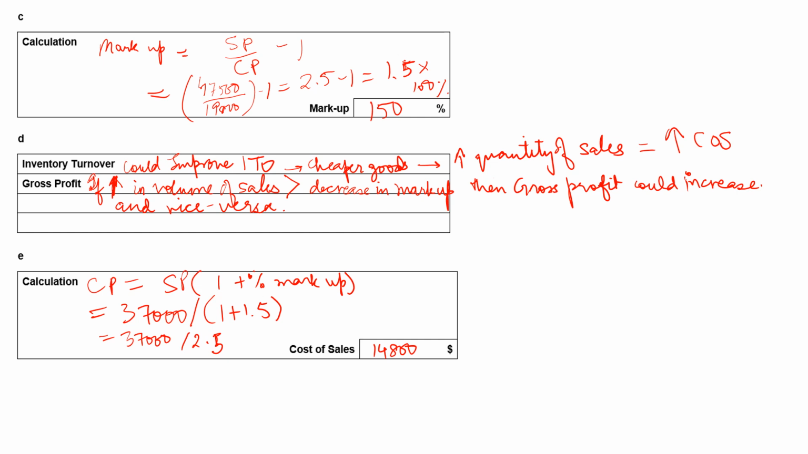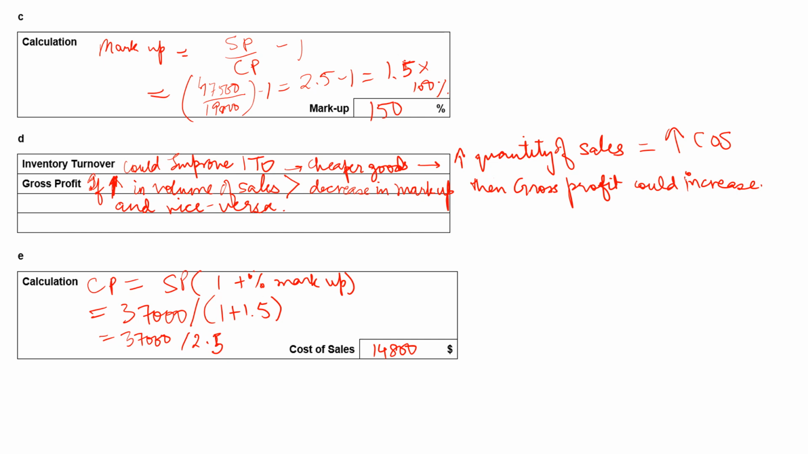Remember, in this scenario, all of that information is given to us, so there is nothing assumed or to be calculated. You've been given credit sales in the information at the beginning of the question, 47,500, and you're also given the cost of sales. And then part D asks: explain how the decreasing percentage markup may affect, one, inventory turnover.